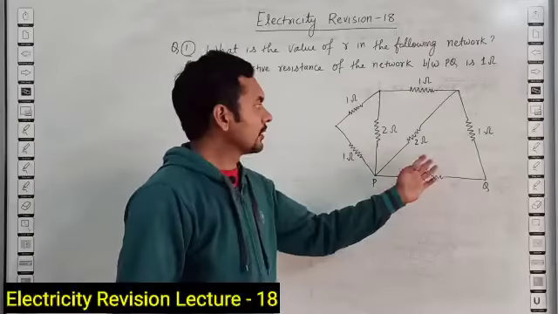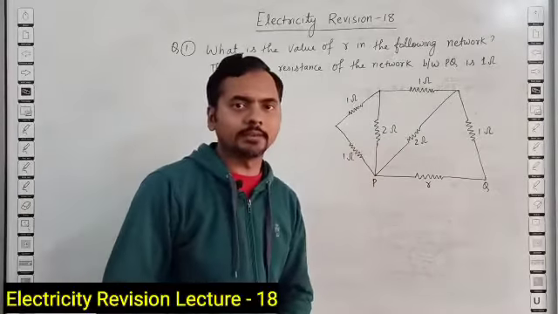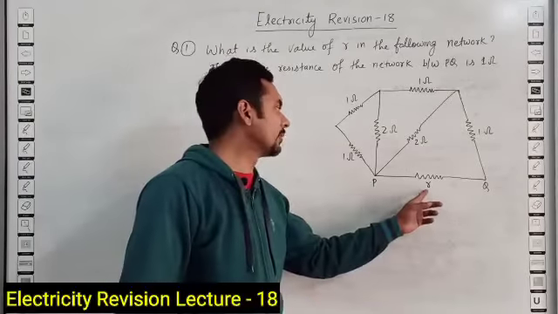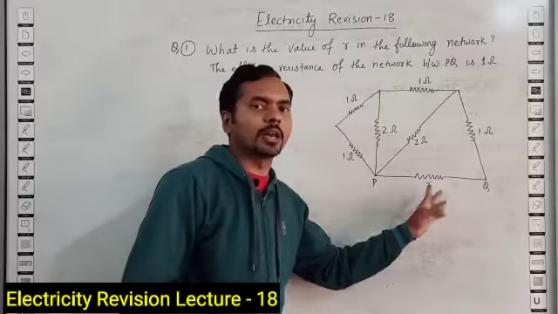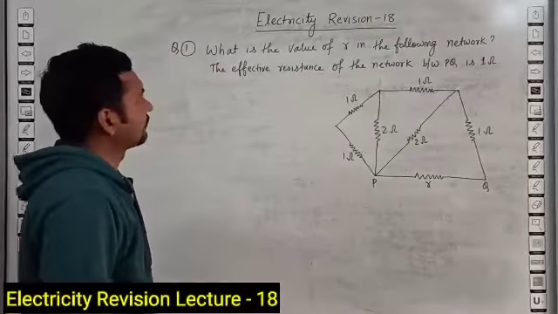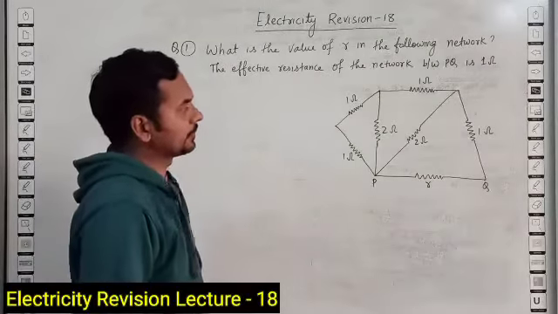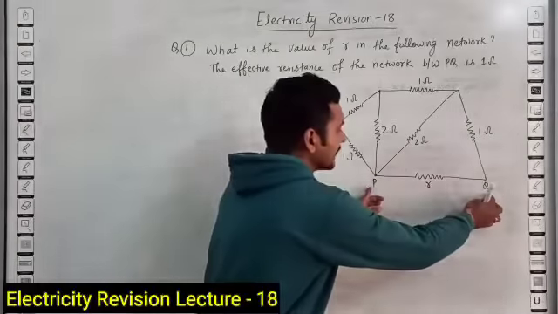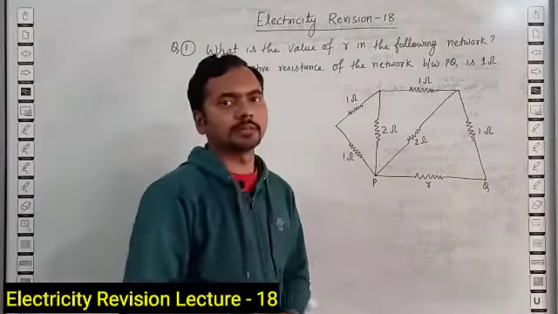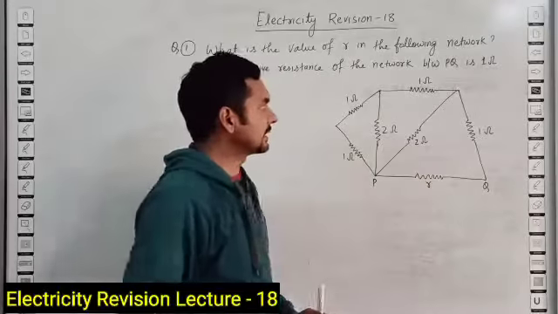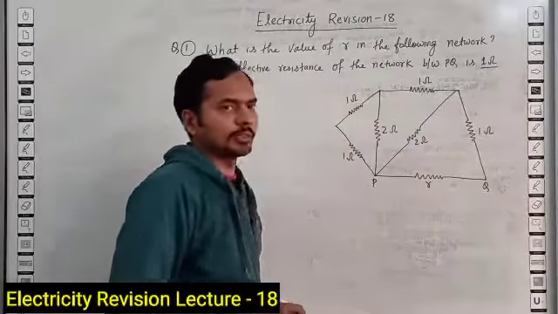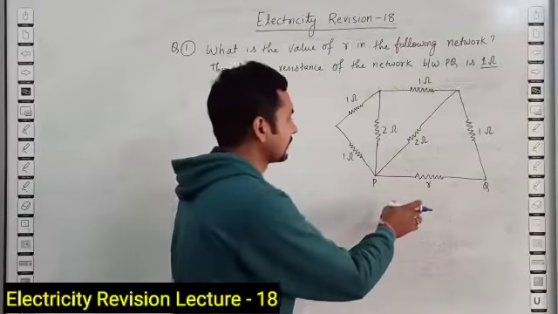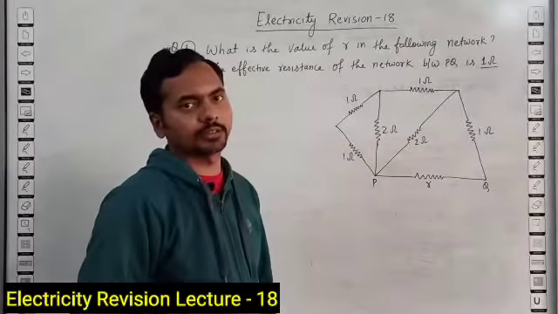In this network, all resistances are given to us except one resistance, that is small r. The effective resistance of the network between P and Q, these two points, the effective resistance means the overall resistance, is given as 1 ohm. So how can we solve and find the value of R in this network?